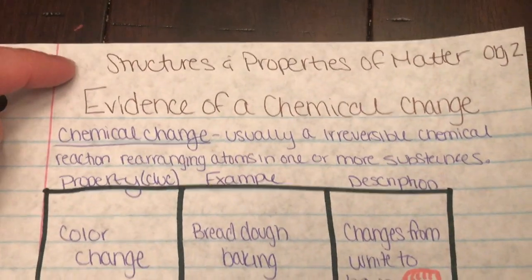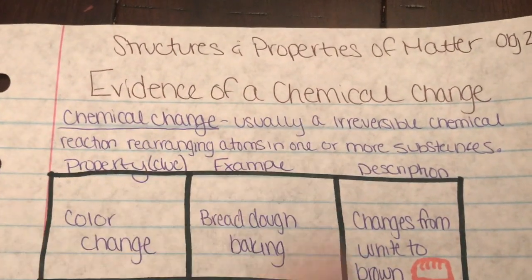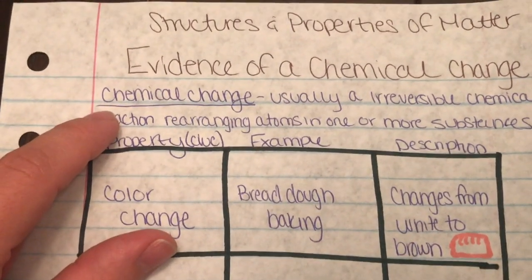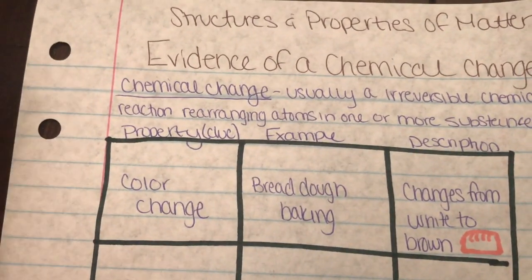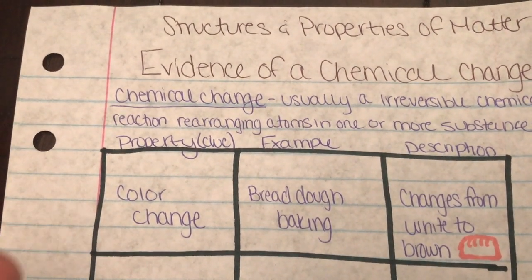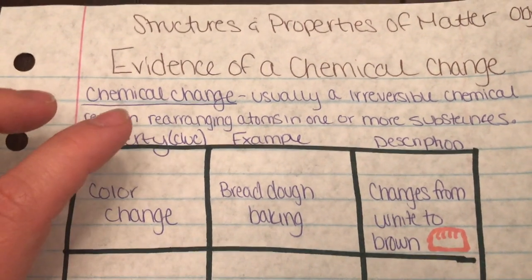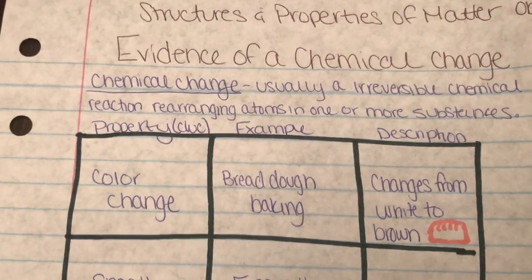So again, I've labeled it structures and property of matter. We're still talking about objective 2, but this time we're going to talk about chemical changes. So a chemical change is usually irreversible, and it's an irreversible chemical reaction. And what's going to happen is, in a chemical change, the atoms are going to be rearranged. So it's no longer the same substance anymore.